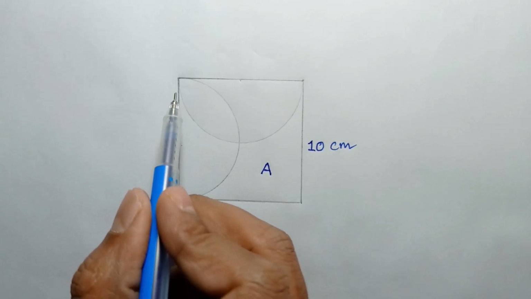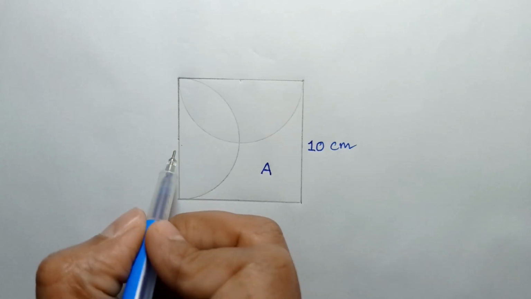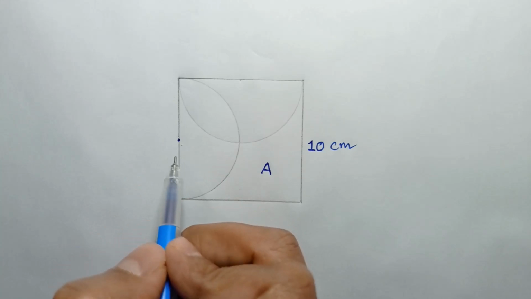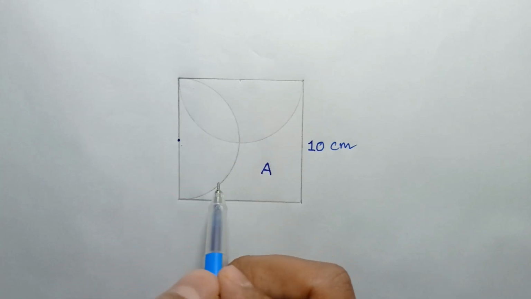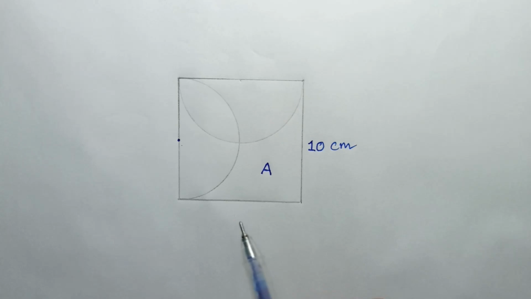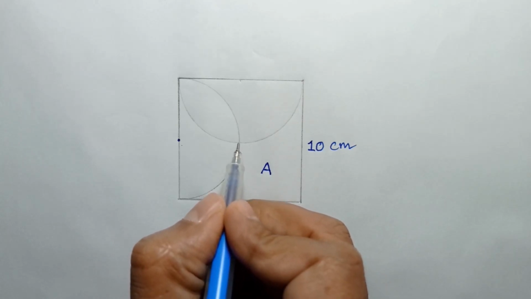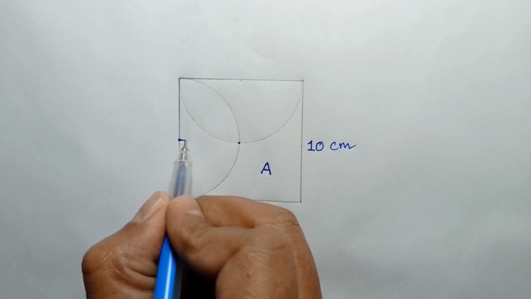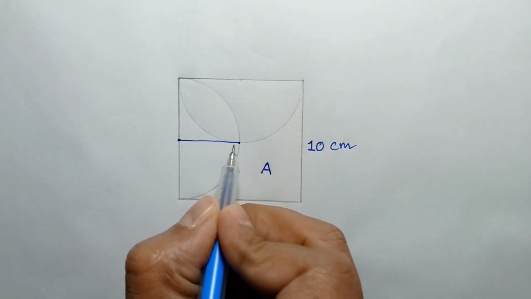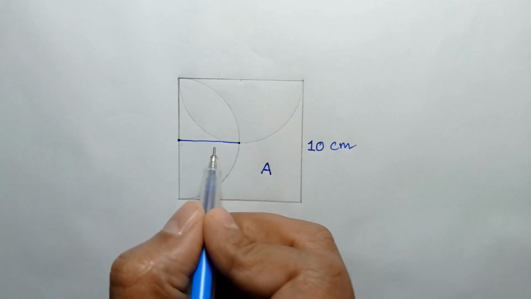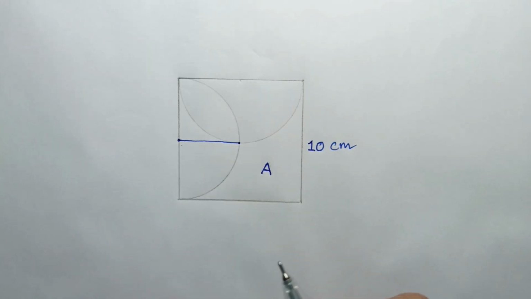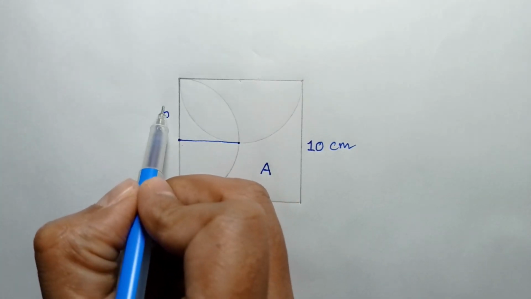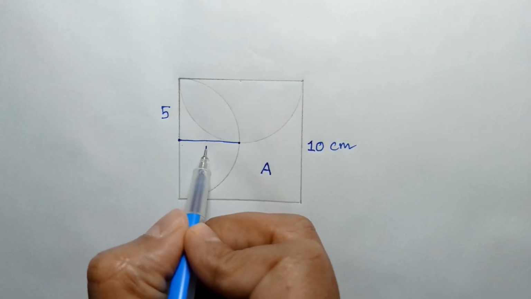Now find the midpoint of this side. So this is 5 centimeter and the radius of this half circle is 5 centimeter. Now the intersecting point of these two circles and joining this midpoint, this is also 5 centimeter because it indicates the radius of this circle. So it is 5 centimeter and this is 5 centimeter.